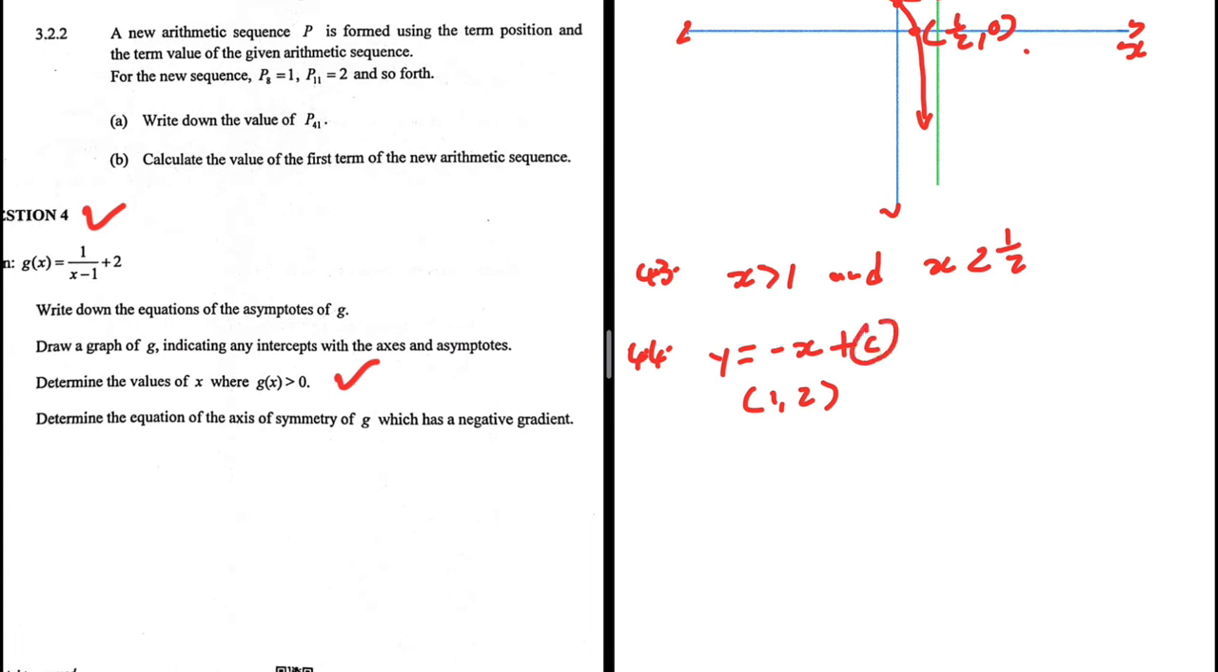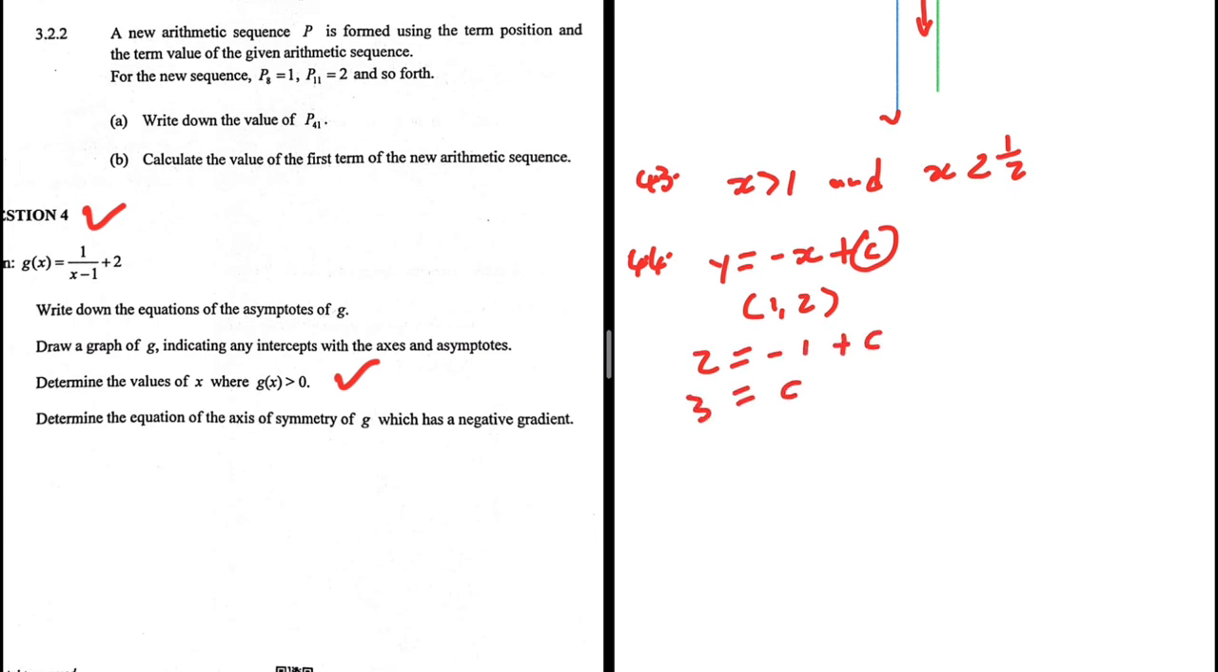This is the point we need to substitute in order to find this c on the axis of symmetry. Of which when we do that, 2 is equals to minus 1 plus c. So 3 is equals to c. Y is equals to minus x plus 3.